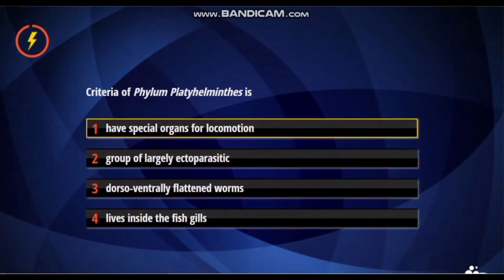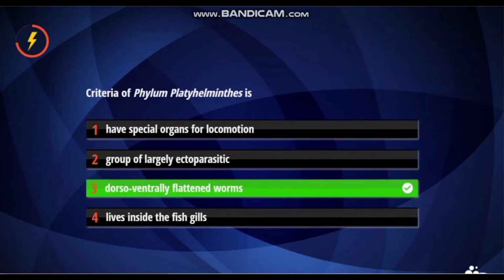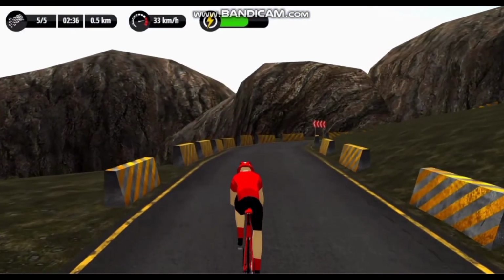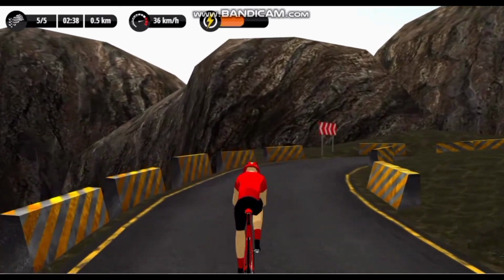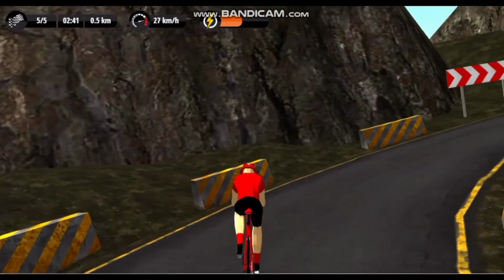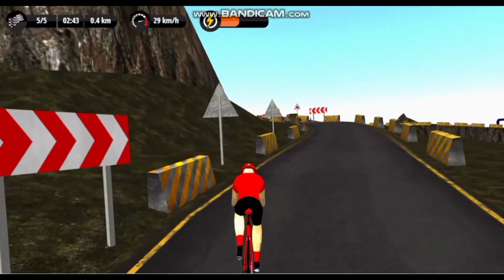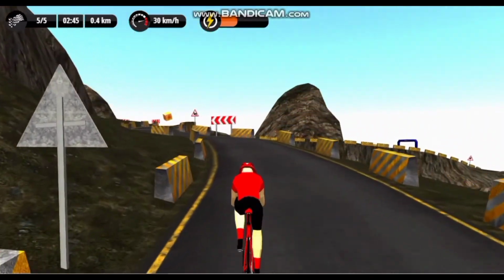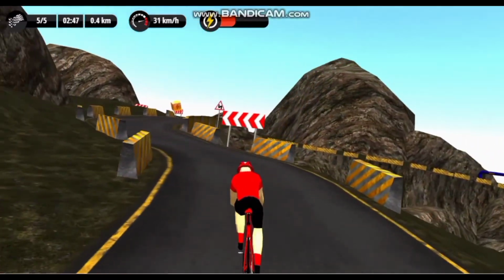Criteria of phylum Platyhelminthes. 1. Have special organs of locomotion. 2. Group of largely ectoparasitic. 3. Dorsoventrally flattened worms. And 4. Live inside the fish gills. The answer is dorsoventrally flattened. This is because Platy means flat and helminth is worm, or simply called flatworm. They are also bilaterally symmetrical worms.